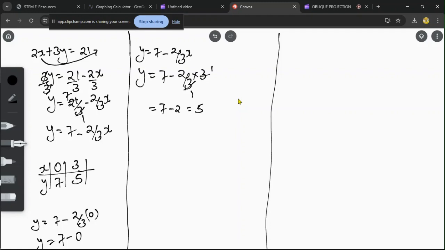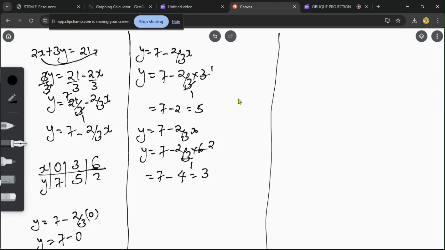And lastly, what if you have a value like 6? I want it to be divisible, so the number that I put here should be divisible. The same thing, y is 7 minus 2 all over 3x. I'm following this equation, but now for x I have picked a random number like 6. So y will be 7 minus 2 all over 3 multiplied by 6. 3 into 6 gives 2, so this will be 7 minus 2 multiplied by 2, which is 4. 7 minus 4 is 3, so the answer here will be 3.